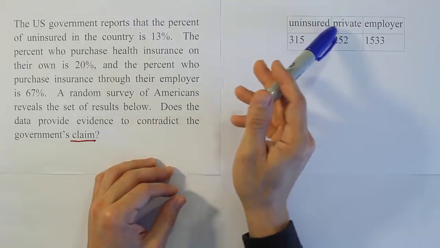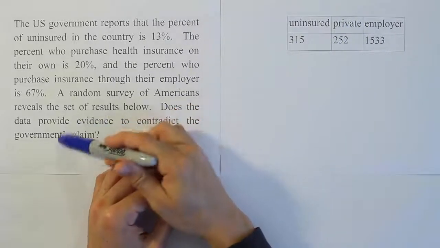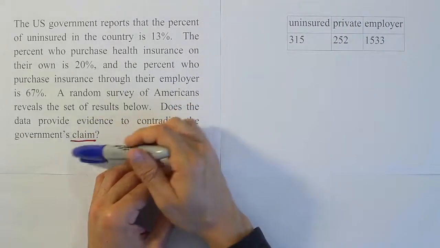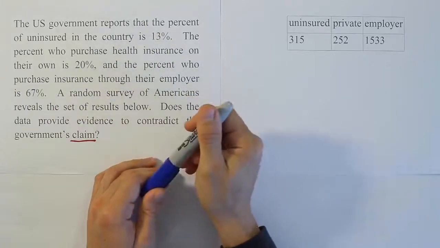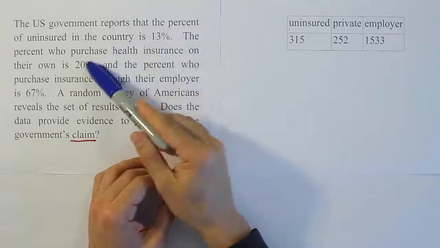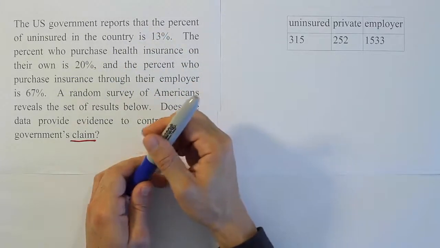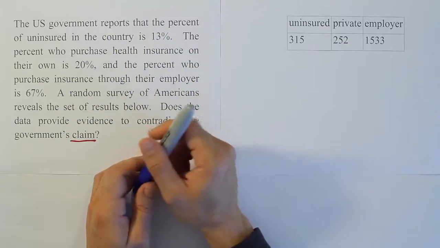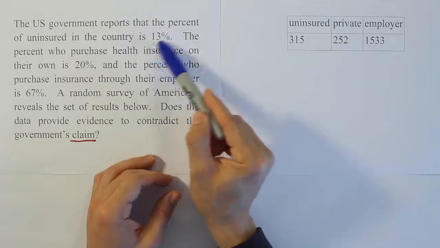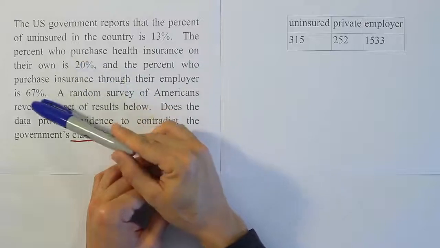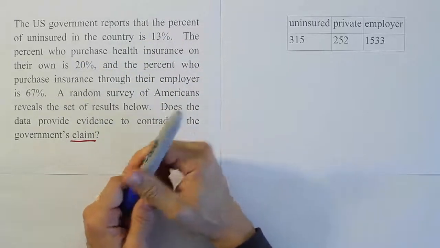So this is the data that we collected from a survey of Americans. They want us to know if this data contradicts the government's claim. So we can see there's 3 proportions involved in the procedure. The only procedure we know that involves testing among multiple proportions for hypothesis testing is the chi-squared one-way test that we've been doing in the past. So we're going to take the 13%, the 20%, the 67% and use them as our claim for the problem.